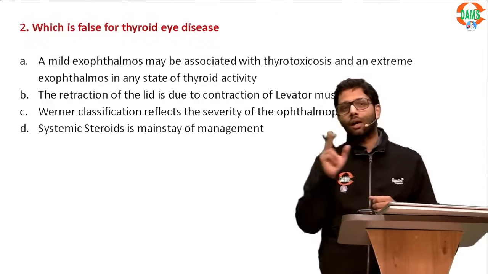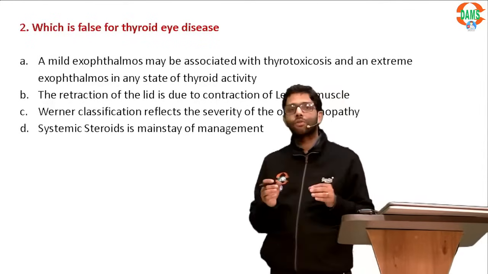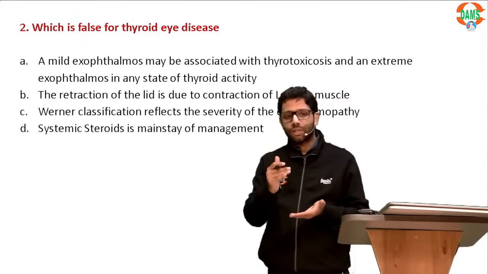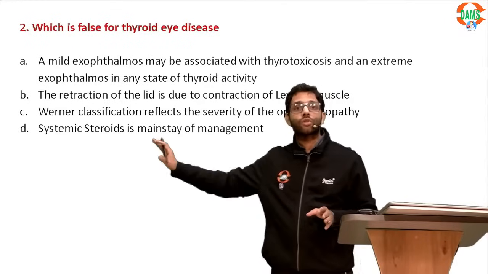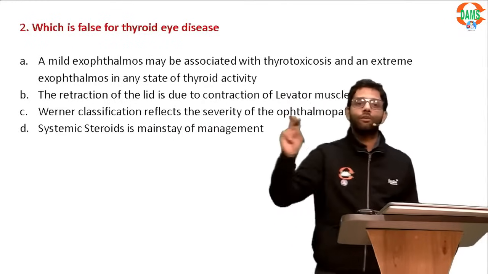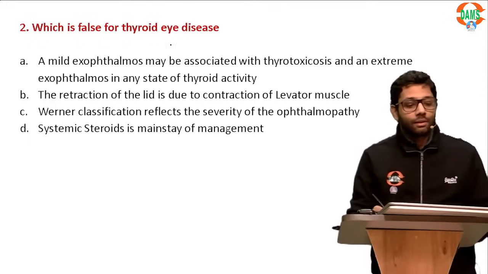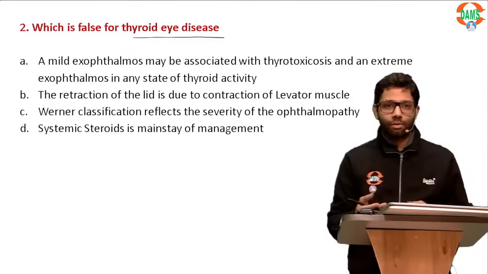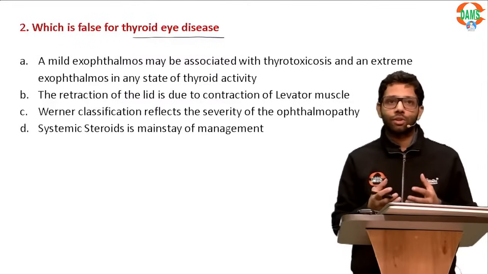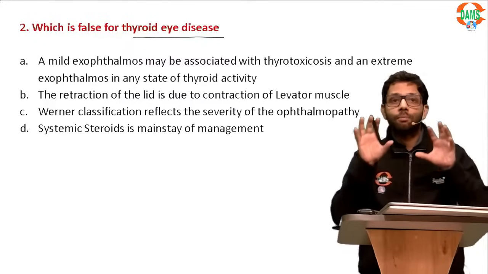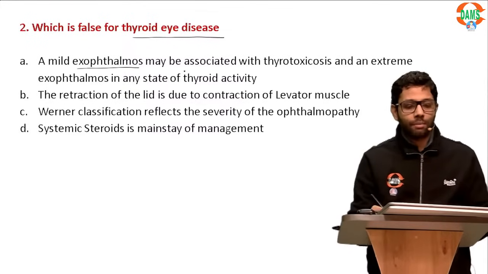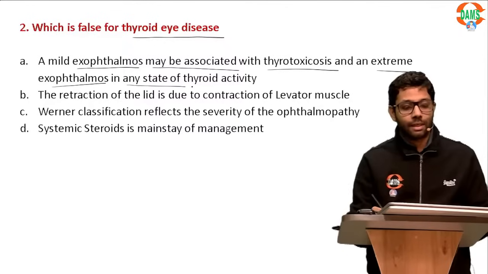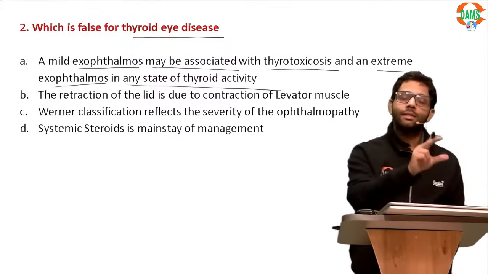Actually, the last time they asked a question directly from a book known as Parsons. Each and every word of the last NEET exam was from Parsons. So this is also verbatim, meaning word by word from Parsons. Let us see. Thyroid eye disease is an HLA mediated autoimmune reaction. There is inflammation and glycosaminoglycan deposition in the orbital tissues, which can cause bulging of the eyes, proptosis, that is known as exophthalmos. So mild exophthalmos may be associated with thyrotoxicosis, and extreme exophthalmos can be seen in any state of thyroid activity. That was a last year statement also.